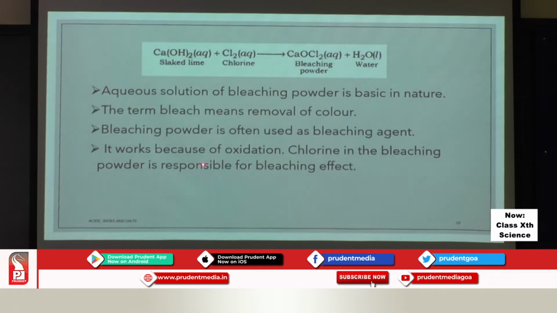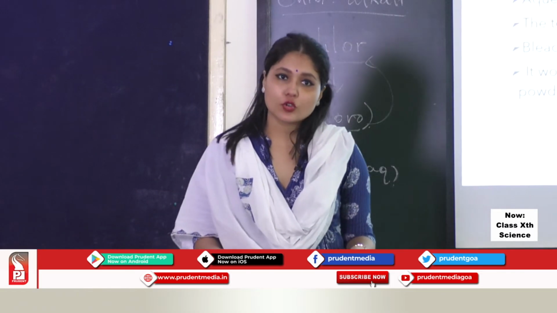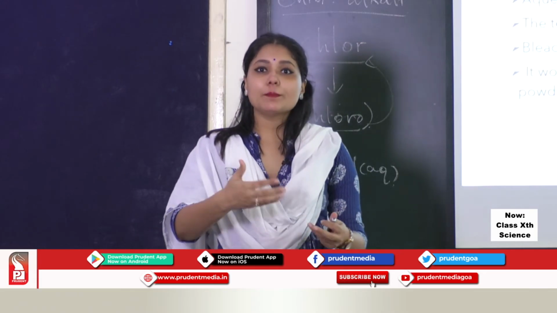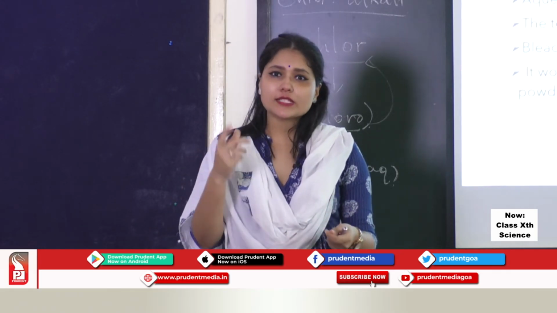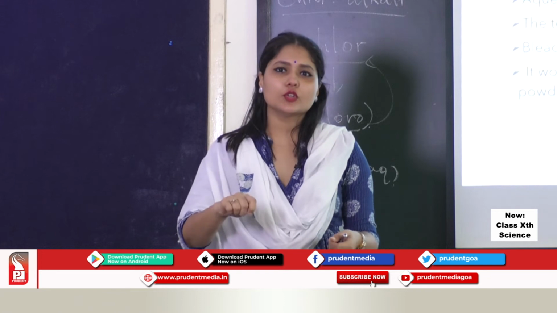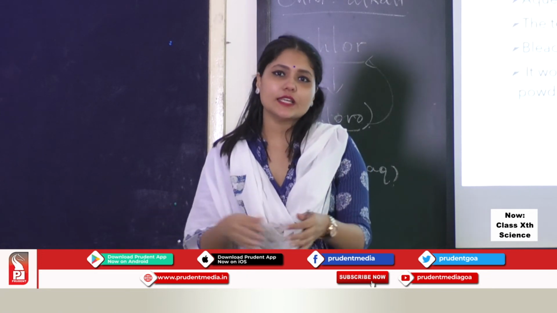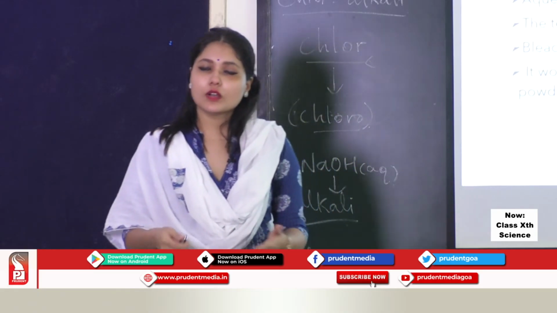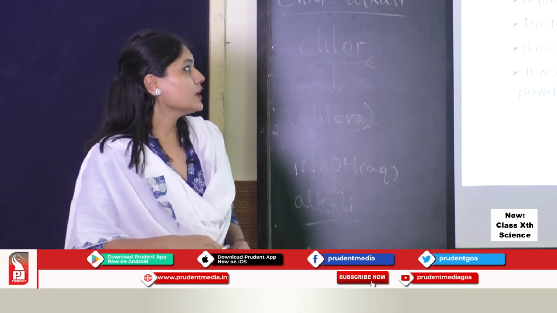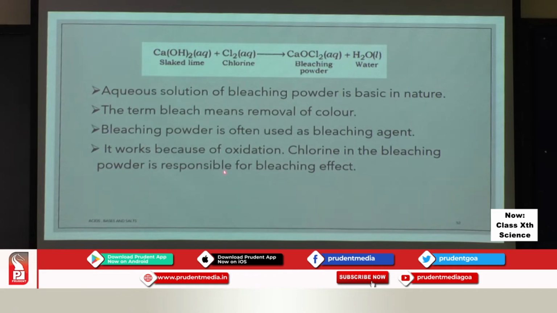The term bleach means removal of color. You must have heard of bleaching of clothes. You even get something called Vanish, you mix it with water and dip your clothes. If there is any stain on your clothes, it is going to go out very easily, because the term bleach itself means removal of color, and bleaching powder is often used as a bleaching agent.